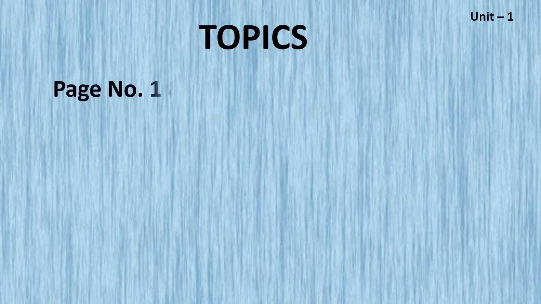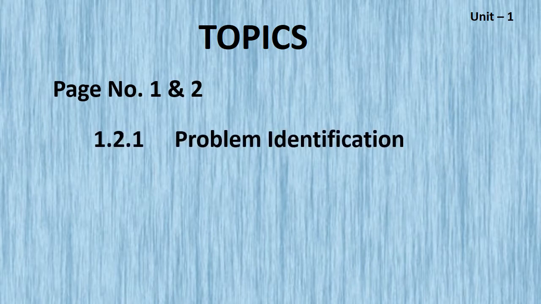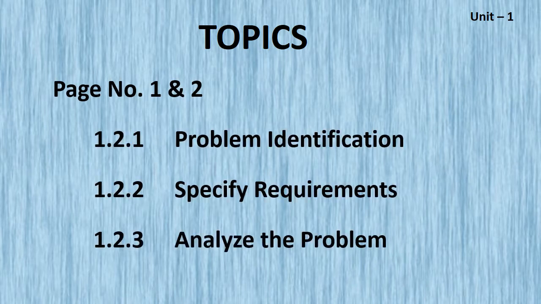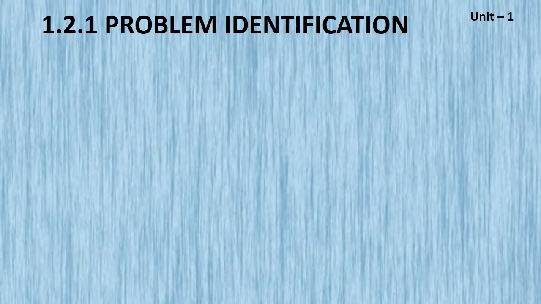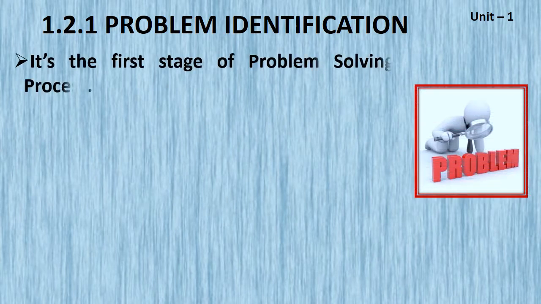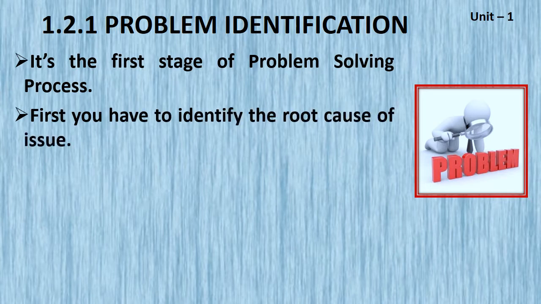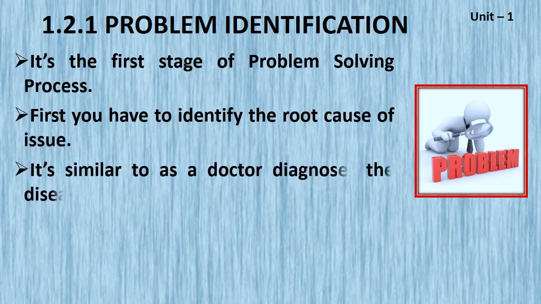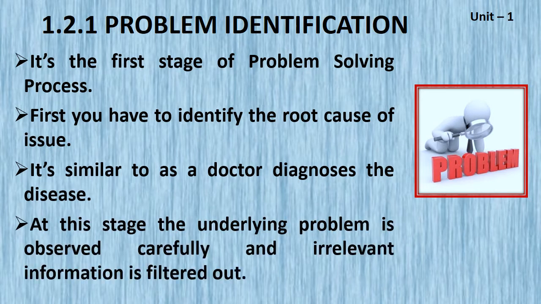Today we are going to do page number 1 and 2, the first 3 steps of problem solving method: problem identification, specify requirements, analyze the problem. Problem identification is the first stage of problem solving process. If you have a problem, first you have to identify the root cause of the issue. It's similar to as a doctor diagnoses the disease before curing it. At this stage, the underlying problem is observed carefully and irrelevant information is filtered out.